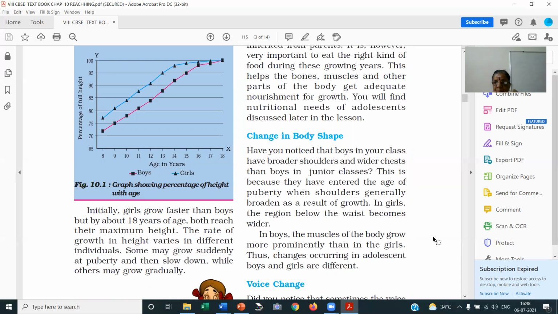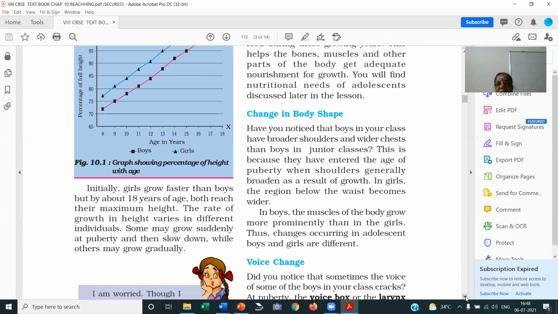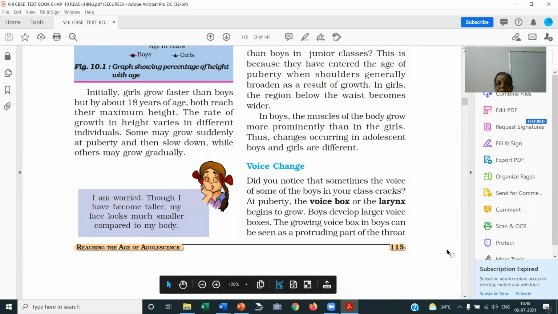I hope you are listening. Boys' shoulders, girls' hips and waist will become wider. Right? The muscles of the body grow more prominently than in girls. Changes occurring in adolescent boys and girls are different. They are different.